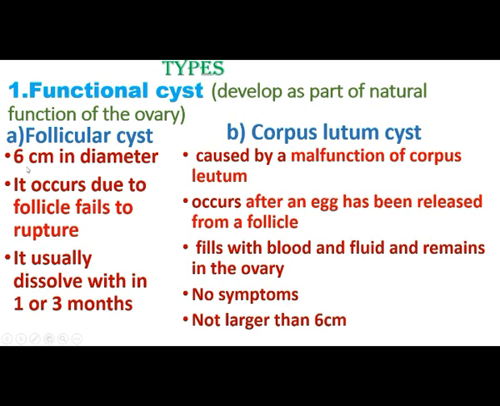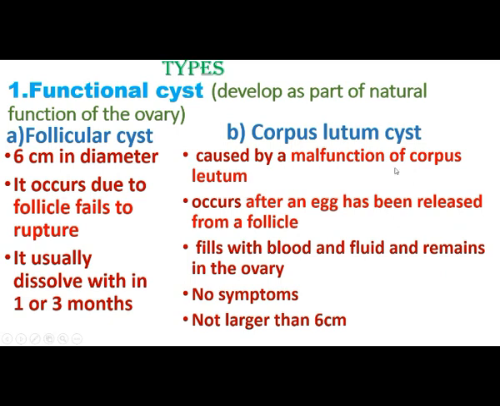So follicular cyst, that is up to 6 cm in diameter. It occurs due to the follicle failing to rupture. It usually dissolves within 1 to 3 months. So that is a follicular cyst. That is not much of a problem.